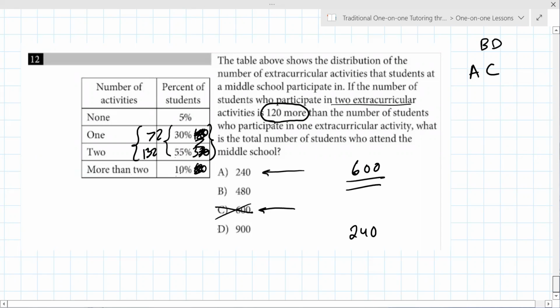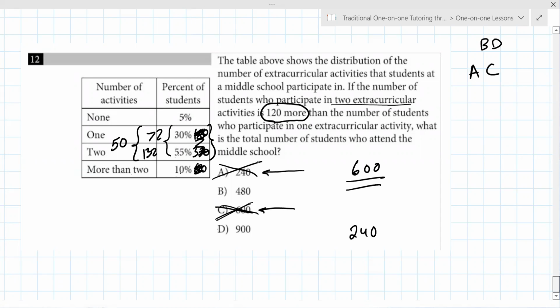50. And that's too small. So when we did 600, it was too big. If we did 240, it's too small. So what is the correct answer? B. Yes.